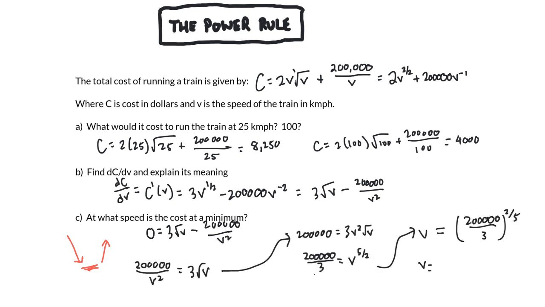I'll spare you the messy algebra, but essentially, you just isolate the variable and use the standard techniques that you use to solve equations. You'll end up finding that V is equal to 200,000 divided by 3, all raised to the 2/5, which simplifies to 85. 85 what? Well, V was measured in kilometers per hour. I hope this video helps you understand what the power rule is and how it can be helpful in efficiently finding derivatives.